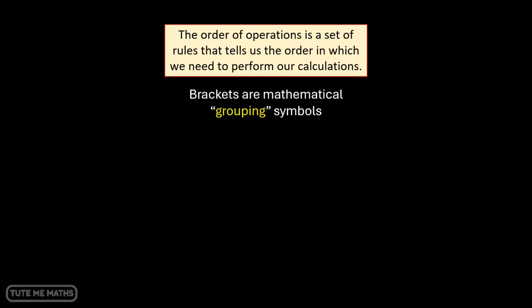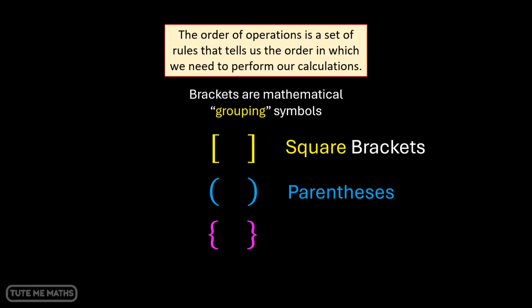The most common grouping symbols are brackets, which can take on various forms and actually have different mathematical names, although they are all often simply referred to as brackets. Square brackets, parentheses, and these are braces, more commonly known as curly brackets.